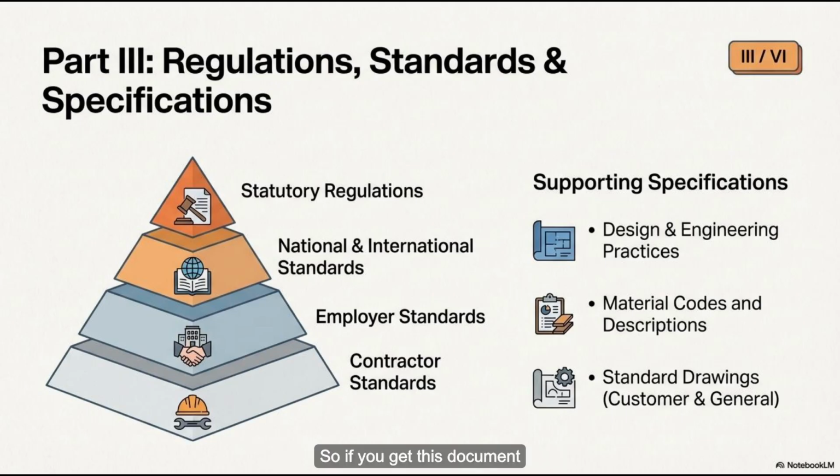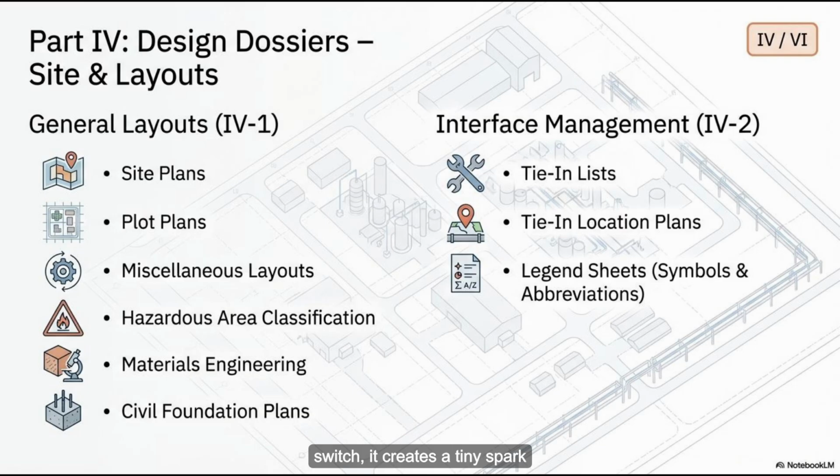So if you get this document wrong, 2 things can happen. If you overclassify, you mark safe areas as dangerous, and you burn millions of dollars on unnecessary specialized equipment. And if you underclassify, you put a standard light switch in a gas cloud. Someone flips the switch, it creates a tiny spark, and the plant explodes. The FEED index demands this document is finalized early so everyone knows exactly what the safety constraints are. High stakes for a PDF. But here's where it got really interesting to me, just from a structural perspective.